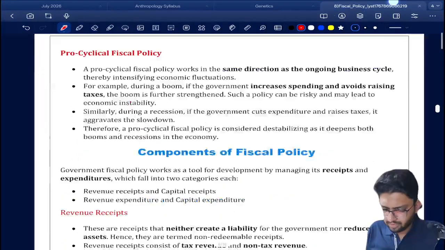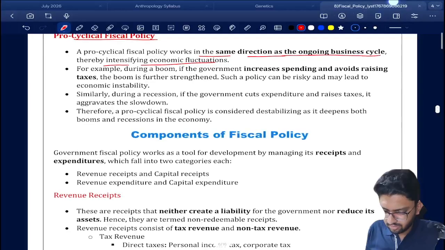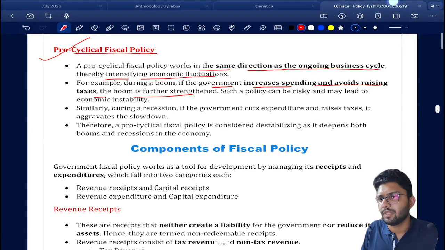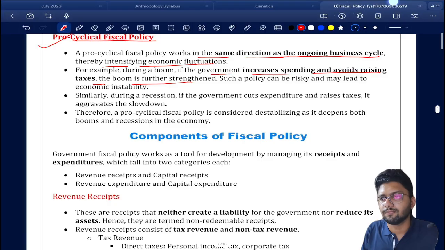Pro-cyclical fiscal policy is a policy that works in the same direction as the ongoing business cycle, thereby intensifying the economic fluctuations. For example, during a boom, if the government increases spending and avoids raising taxes, the boom is further strengthened. That means going with the flow, going with the economic outcomes.